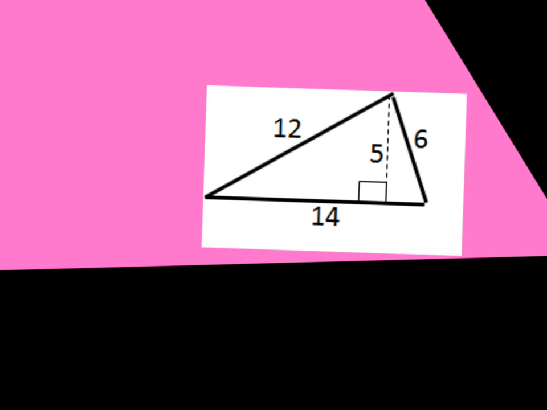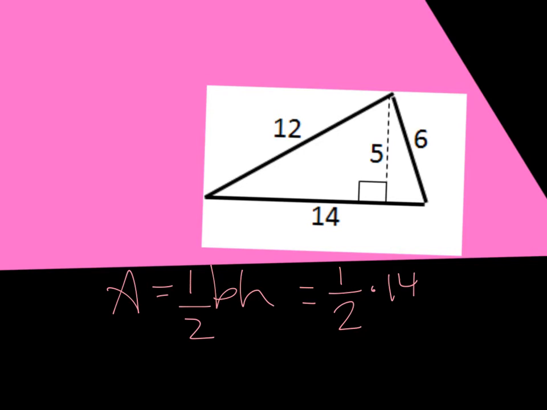All right, so we have a bunch of numbers with this one, but there are only two that we have to pay attention to. Our base, which is 14, and our height, which is 5. So we know our area is 1/2 times the base times the height. So this is equal to 1/2 times 14 times 5. Well, 1/2 times 14 is 7, and 7 times 5 equals 35.